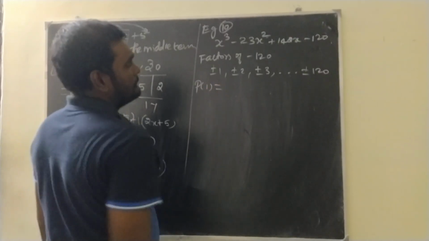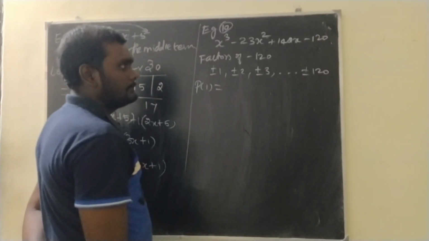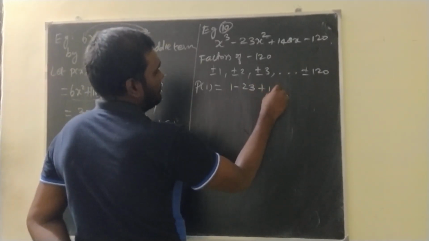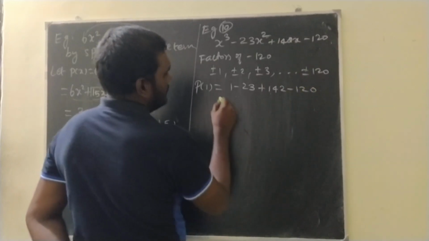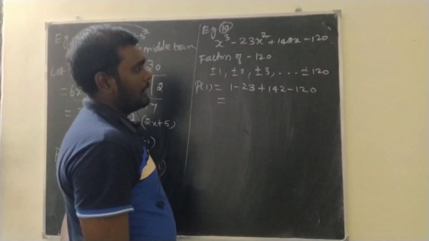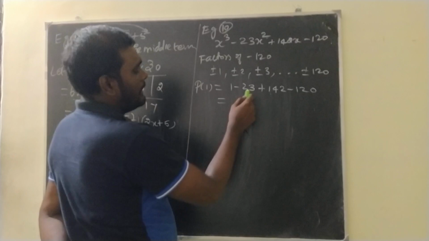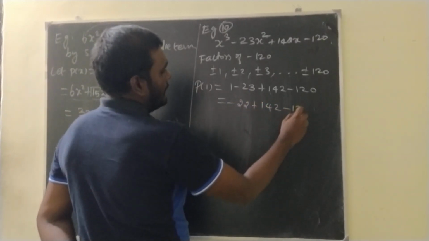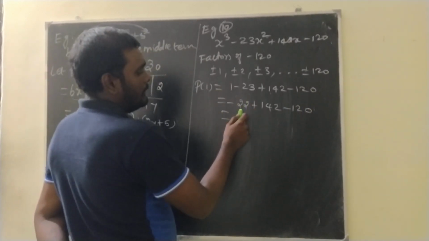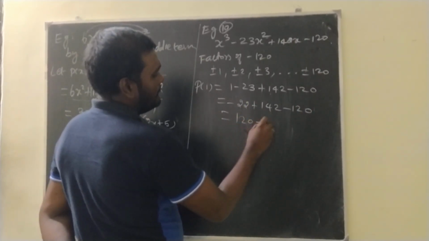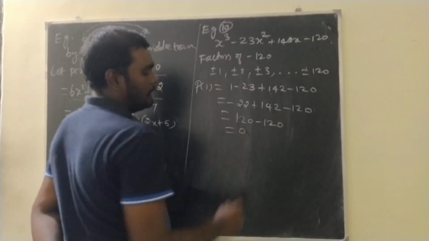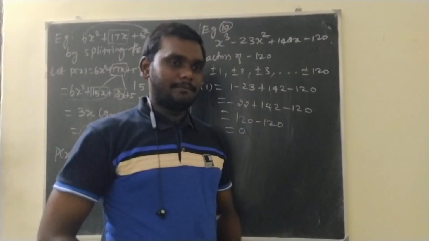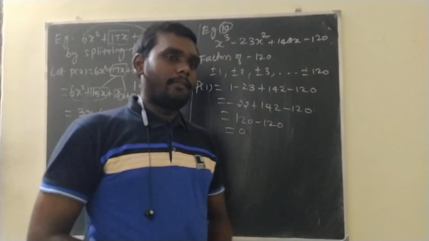First we will take P of 1. What will we get for P of 1? 1 minus 23 plus 142 minus 120. Okay. Then here 1 minus 23 is minus 22 plus 142 minus 120. So 22 is subtracted, means 120 minus 120, it is 0. See how lucky we are. First itself we got 0. So we can say 1 is a zero.